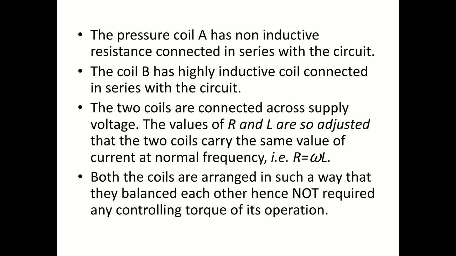So the same thing is mentioned over here. Here we have two coils. The first one is a fixed coil and the second one is a moving coil. The objective of using the fixed coil is to produce the required amount of magnetic field. And if you see the pressure coil, which is nothing but a moving coil, it has two sub-coils, coil A and coil B. In series with coil A we have connected a very large value of non-inductive resistor, and in series with coil B we have connected a very large value of purely inductive reactor.